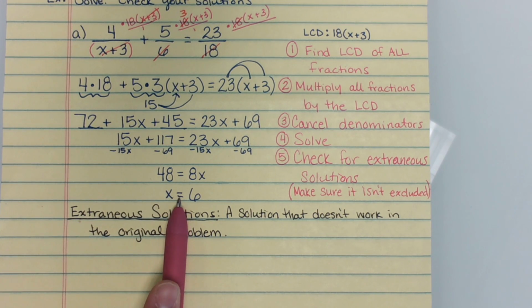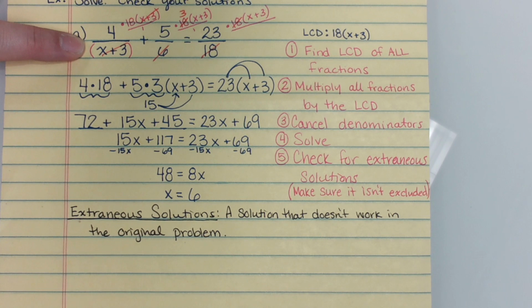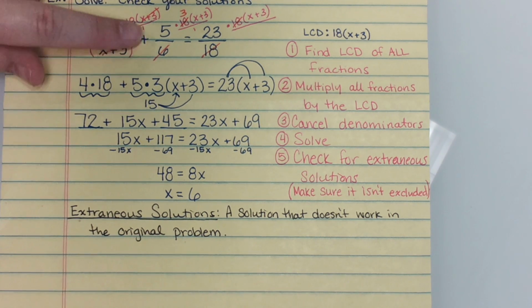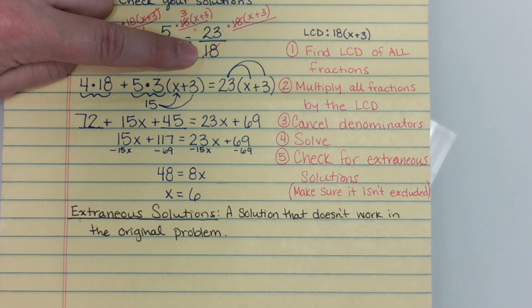So my x was 6. My first fraction had x plus 3 in the denominator. Is 6 plus 3 going to be 0? No, not a problem. The second fraction was 6. Just 6. Is that denominator going to change regardless of what x is? No, 6 is not 0. Third one's 18. Also just a plain number, not going to cause issues.